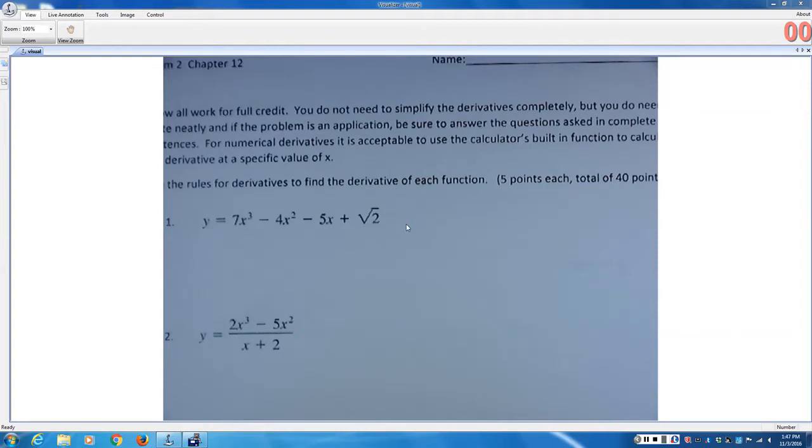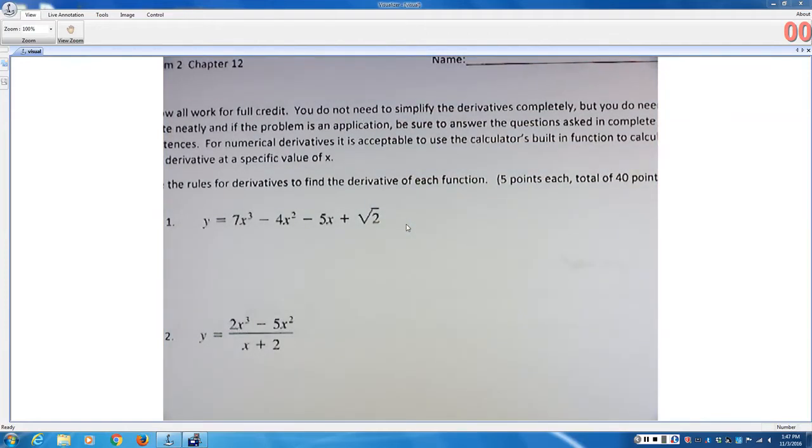Is it going to work for everybody if we just have all the lights out? Okay. Everybody see okay?